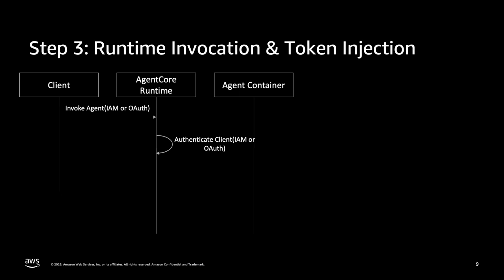A client can now invoke our agent. This could be using IAM or OAuth authentication, but we won't go into those details here. Once the client is authenticated, AgentCore Runtime gets a workload token for this agent. AgentCore Runtime then invokes the agent container, passing the workload token in the header. This token is the agent's proof of identity. It will use this to request an OAuth bearer token when it needs to call external APIs.